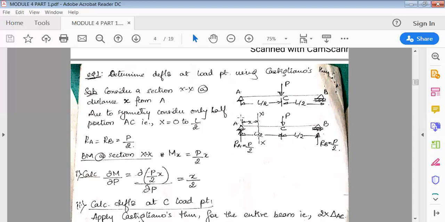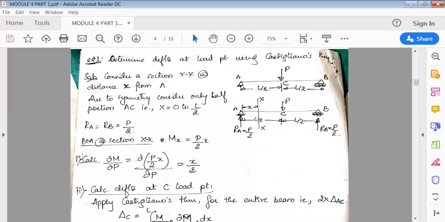Now, consider a section XX at a distance X from the left-hand end. We'll cut the section here and measure this distance as X from end A. Due to symmetry, I'll take only portion AC. Whatever bending moment I find in portion AC is the same as that of BC. So I'll consider only portion AC, and the limit is 0 to L by 2. I found the reactions RA and RB as P by 2.